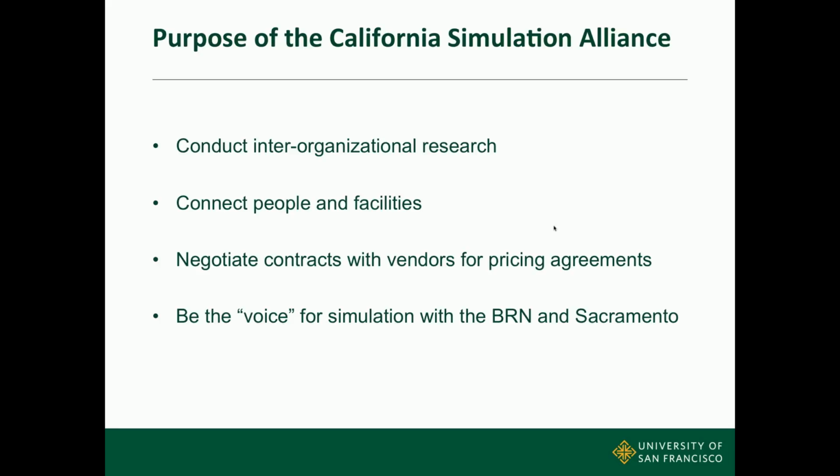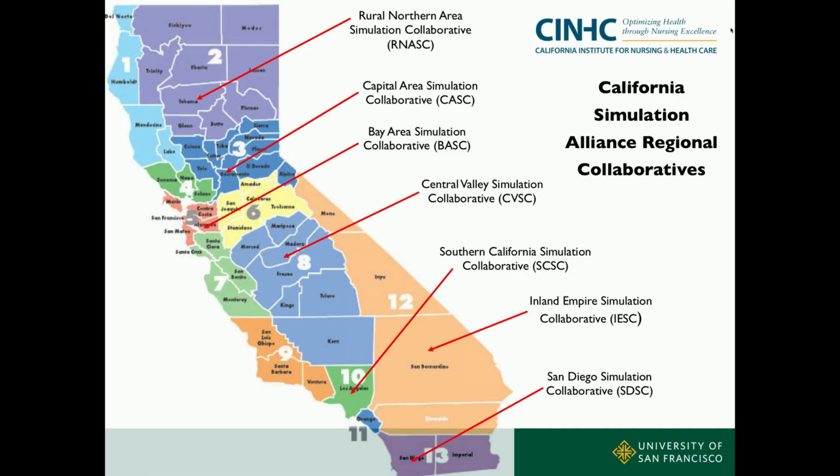They're also the voice for simulation with the Board of Registered Nursing in Sacramento, which is our state capital. And I will talk a little bit about the NCSBN study, but it's important to have a unified voice when you talk to boards of registered nursing. Here is an example. It's kind of blurry and it's colorful, but you can see where we have 7 regional collaboratives that have emerged in California. We really anticipate that Southern California will emerge with a couple of additional collaboratives since the LA region is so vast.